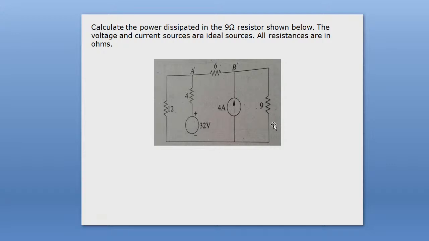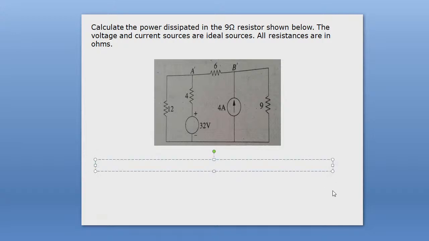After getting the value of current, you consider this 4 ampere current source and you short the 32 volt voltage source, because you know that the resistance of this ideal voltage source is 0, and you calculate the current for this 4 ampere current source. After that you just sum up these two current components, and that will be the value of current that flows through the 9 ohm resistance for these two sources. And then you use the power dissipation formula P equal to I square R, and you get the result.